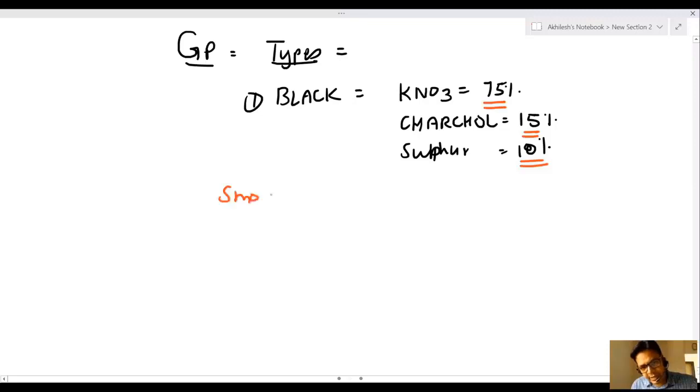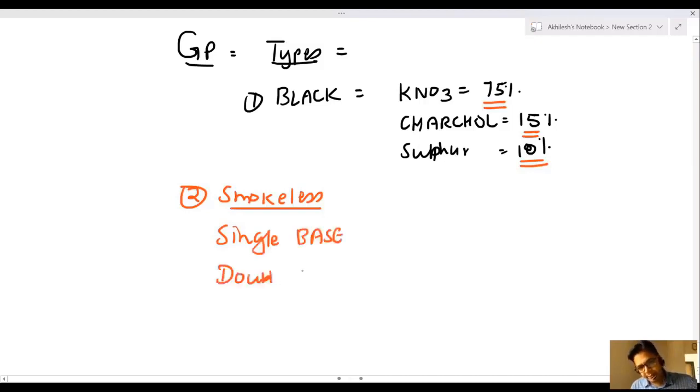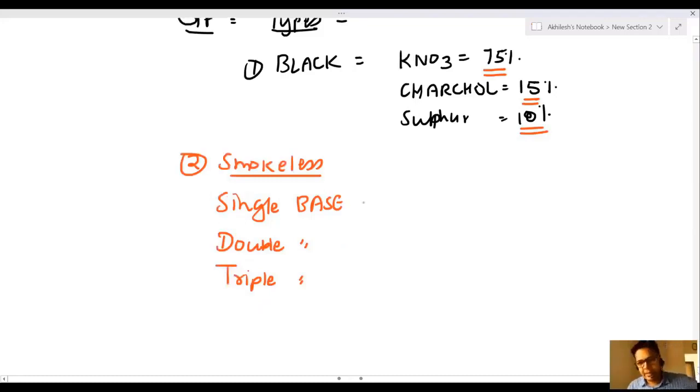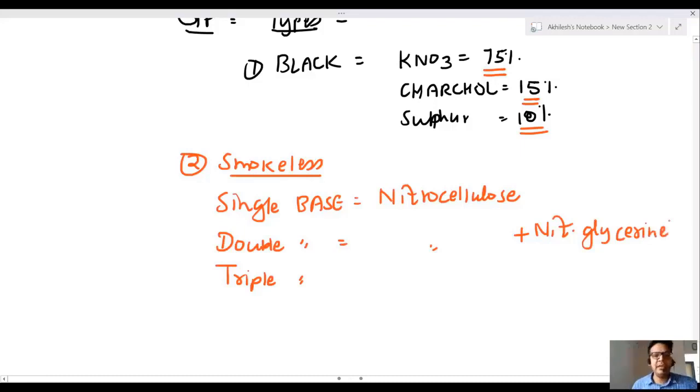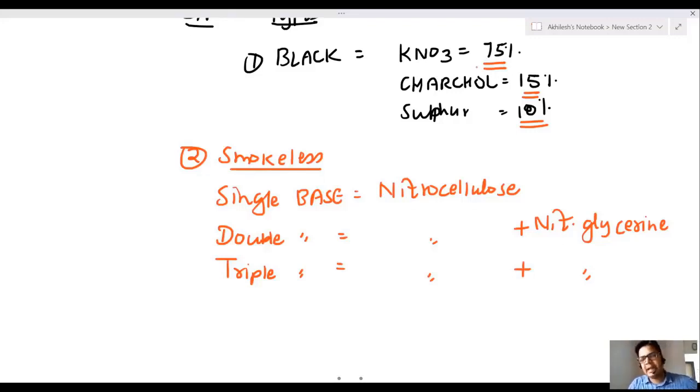The second type is smokeless gunpowder. It has three types: single base, double base, and triple base. Single base contains nitrocellulose. Double base contains nitrocellulose plus nitroglycerin, and triple base contains nitrocellulose plus nitroglycerin plus nitroguanidine.